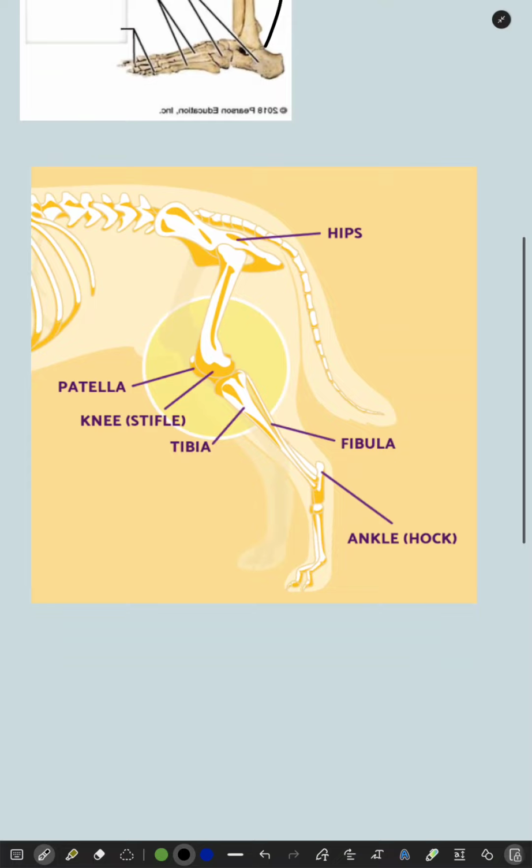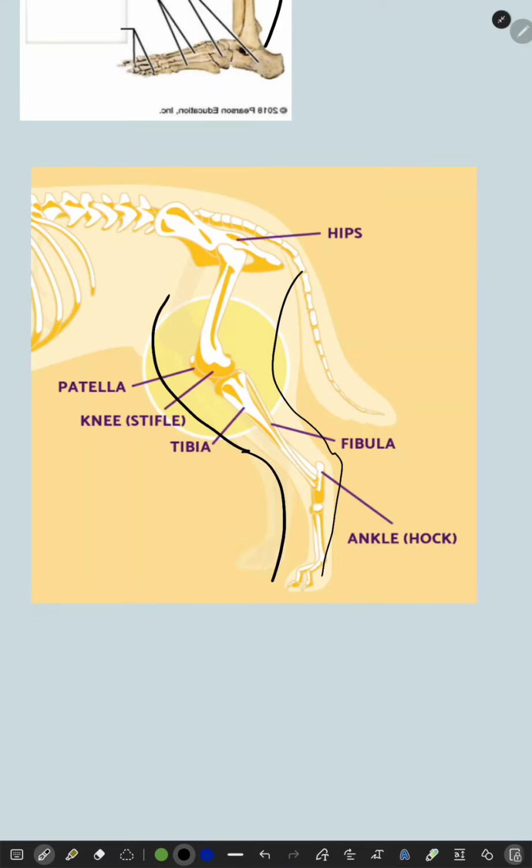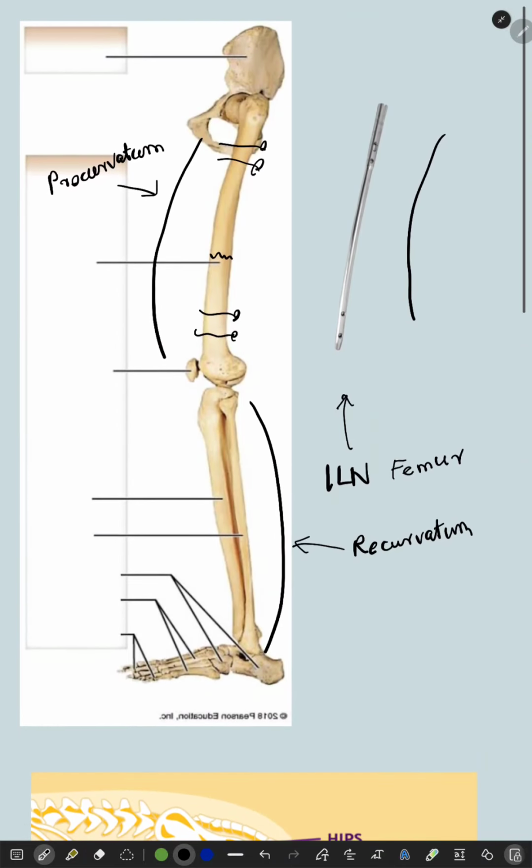So if you look at this dog's lower femur, you can see that the hind leg of the dog is somewhat like this. So you can see that the femur is directed anteriorly here, which is called a procurvatum, while the tibia is directed posteriorly here, which is called a recurvatum. So similar to that, humans also have an anteriorly directed femur as well as a posteriorly directed tibia.